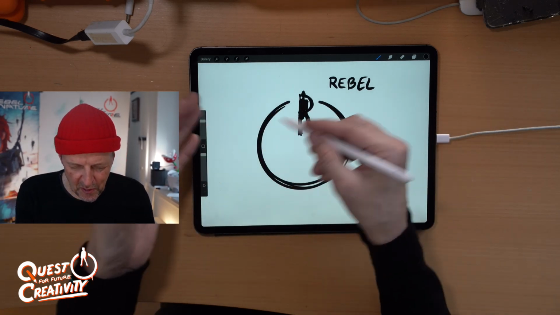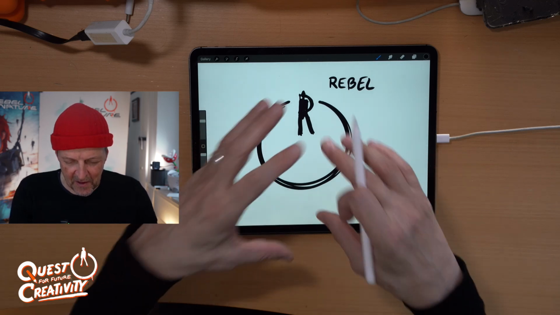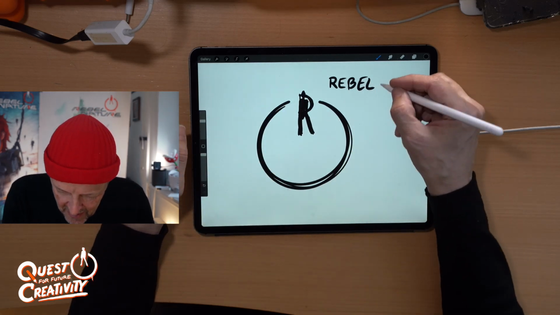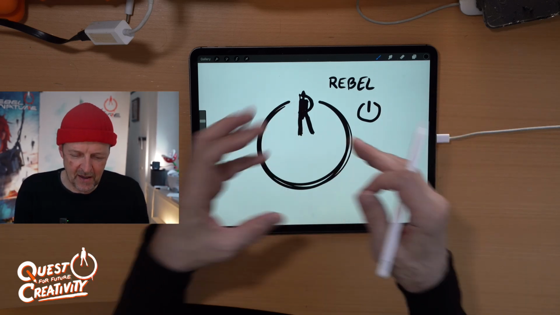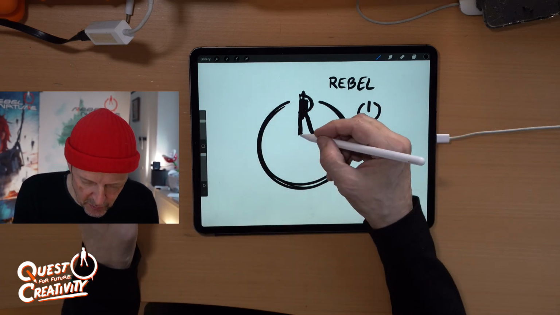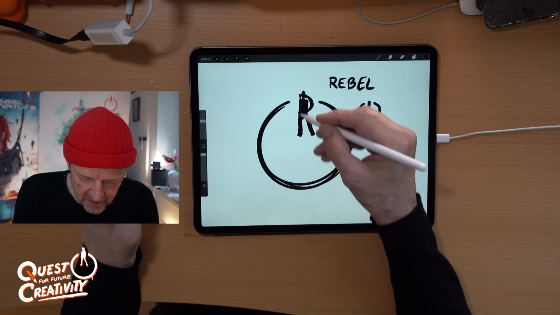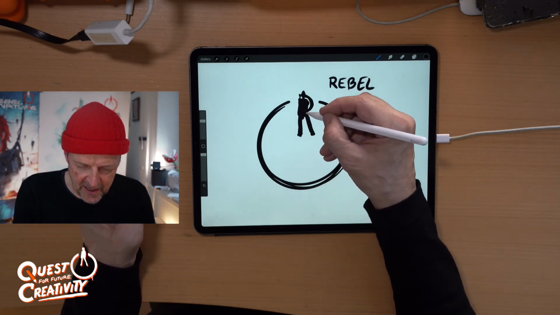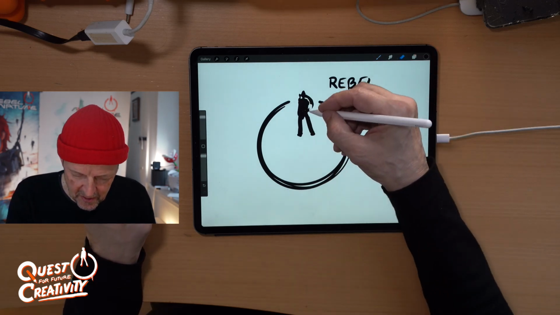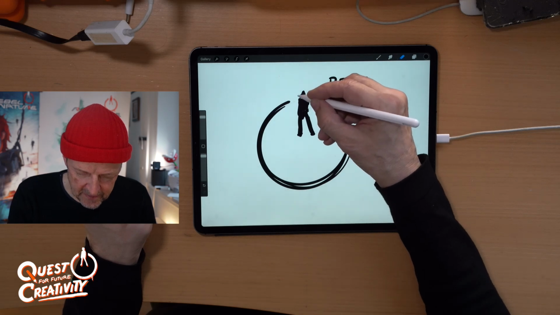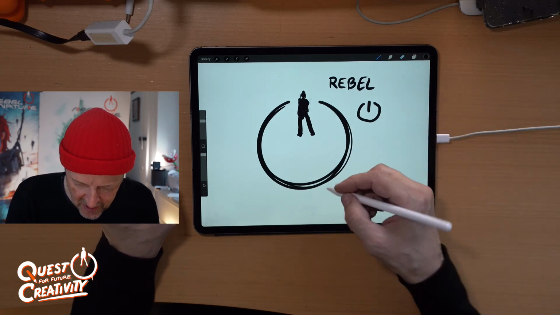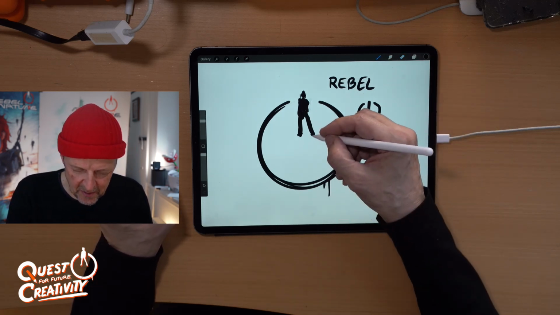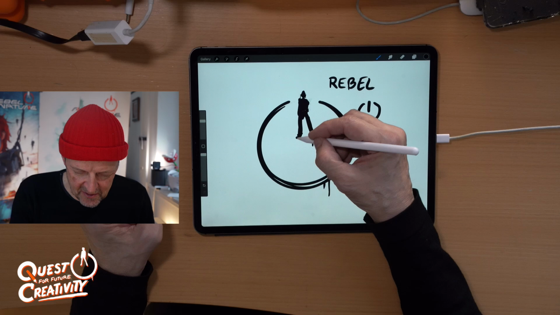So you have the full circle, which is nature. You have the sign of switching on or switching off a machine, and then you have your human center point protagonist in the middle to give the human angle. And this could be sprayed on a wall, so you have paint running down here. It's almost like a stencil.